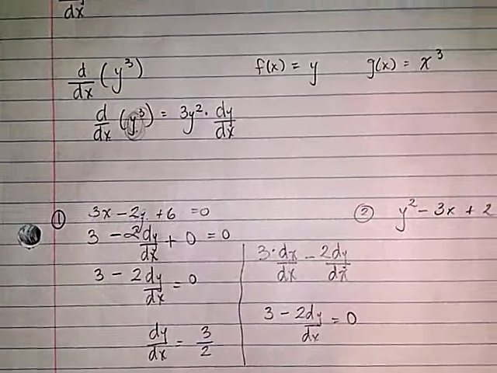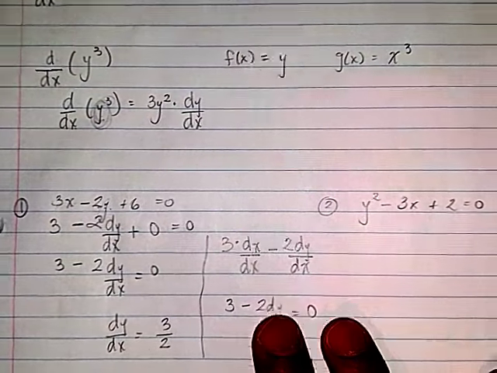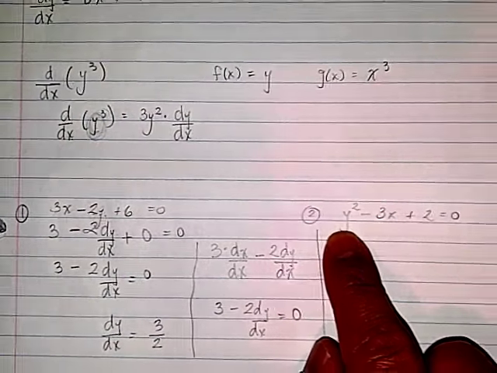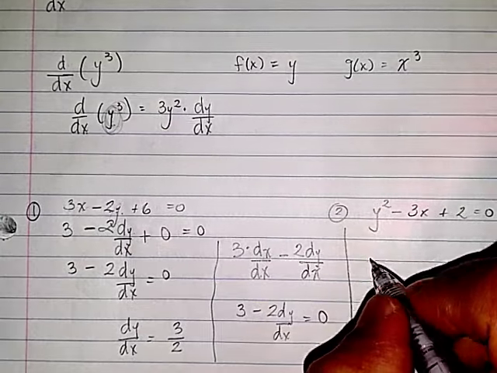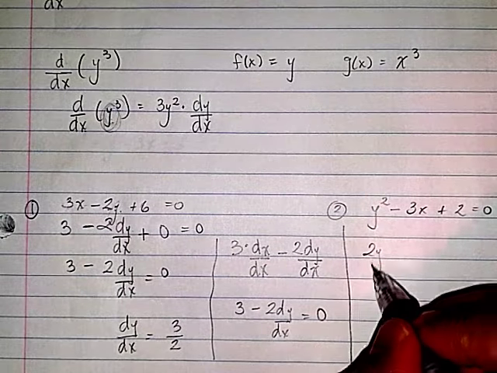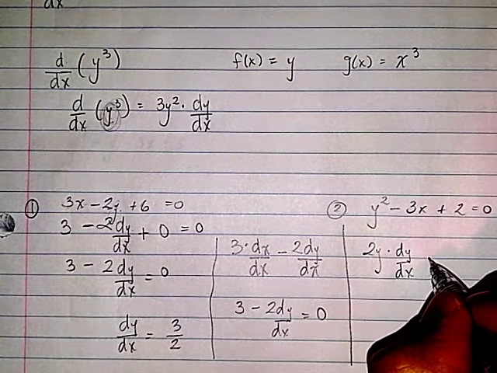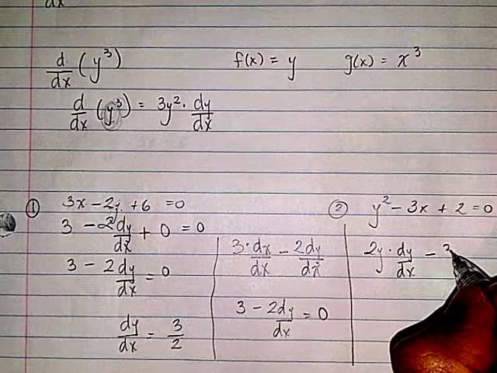Okay, so let's take a look at the next problem. Let's do some of these. Let me make some room over here. We'll start making it a little bit more complex. The derivative of y squared is 2y. But because it's a y, we're going to tack on a dy dx. Minus the derivative of 3x as well, that's just 3.